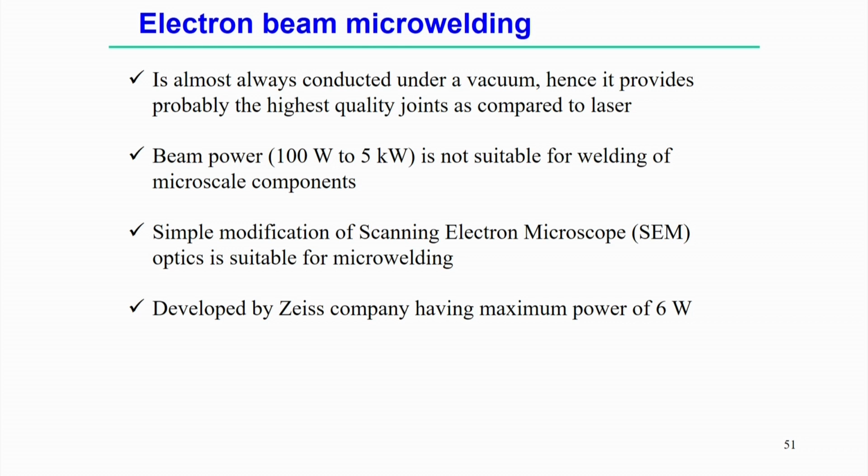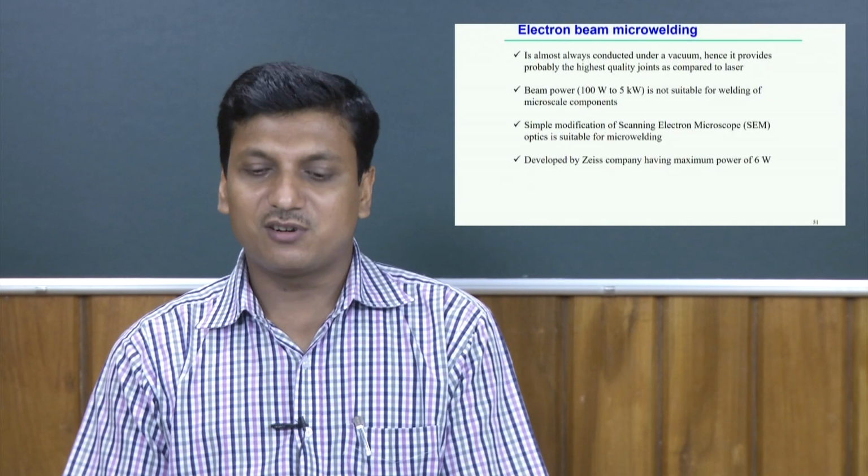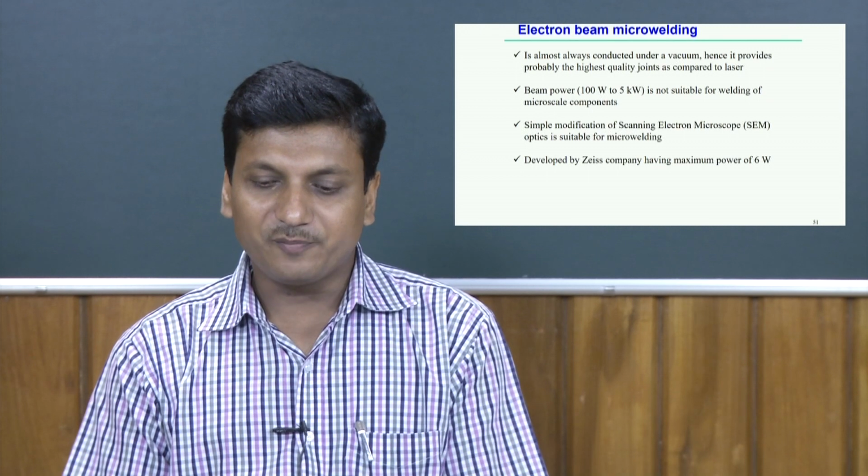This is the first priority in the case of the electron beam welding process. The second thing is that power beams of normally 100 watt to 5 kilowatt are available in the market for conventional welding processes, but that range of power is not suitable for micro scale applications. But if we compare with a conventional laser, sometimes a very low power laser is also suitable for the micro welding process if we follow proper pulsation of the laser power, but that is not the case for the electron beam welding process.